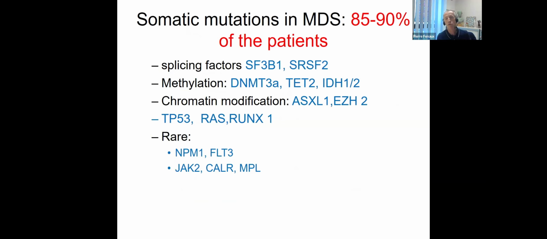But this IPSS-R was designed before we knew most patients had somatic mutations in their marrow cells, and actually almost all MDS patients have mutations, so having no mutations often means it's not MDS. What is typical of MDS are mutations in splicing factors like SF3B1, SRSF2, methylation, and chromatin modification. The other ones are less typical; in particular, some like NPM1 and FLT3 are mainly for acute leukemia, and JAK2, calreticulin, and MPL for myeloproliferative neoplasms. So what is really typical is splicing factors, methylation, and chromatin modification.